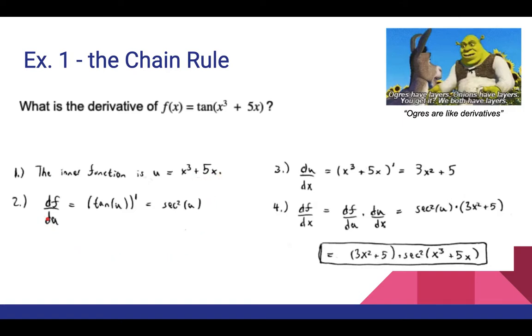So df over du is going to equal the derivative of tangent of u, which is going to be secant squared of u. Now the derivative of u with respect to x is going to be the derivative of x cubed plus 5x, which is going to be 3x squared plus 5. Taking the results and multiplying them, we're going to get secant squared of u times 3x squared plus 5, equals 3x squared plus 5 times secant squared of x cubed plus 5x when we substitute u back in, thus saving us a bunch of time.